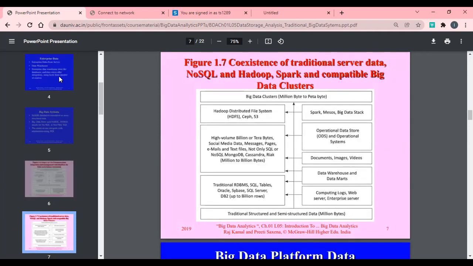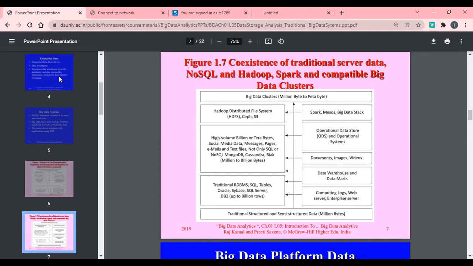The next one is co-existence of traditional server data, NoSQL, and Hadoop and Spark compatible big data clusters. In this place we are using clusters. We are using millions of bytes and petabytes in clusters. Cluster means we are grouping. So millions of data, billions of petabytes of data, we are grouping.